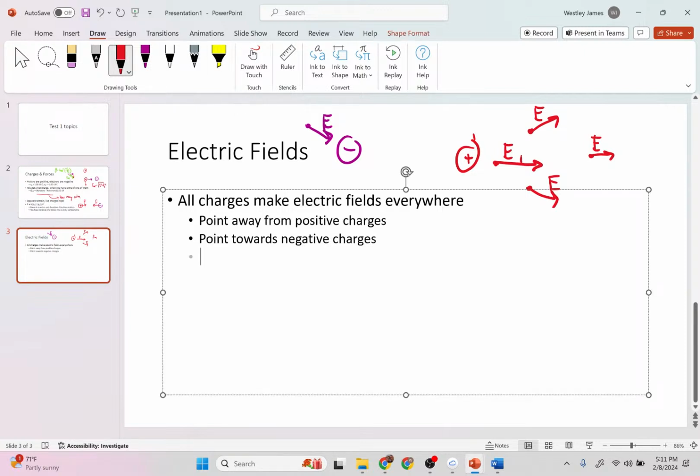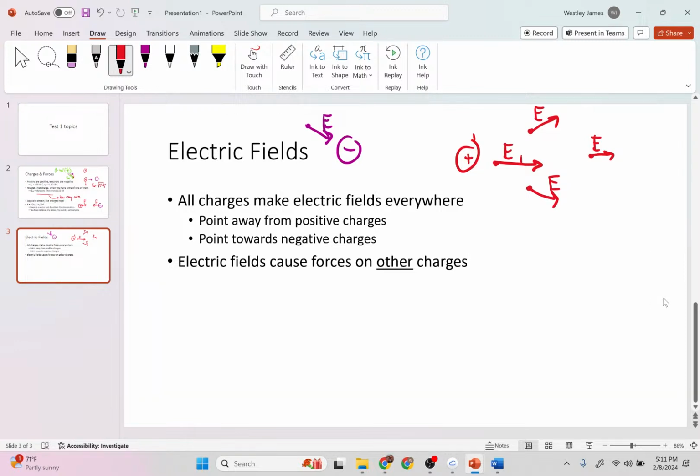Okay, and then why did we make up these things? Electric fields cause forces on other, I'm going to underline that, other charges. A charge cannot affect itself. A charge cannot make a field that affects itself. If it did, it would cause a force on itself, which just would be really weird. It would be zipping around randomly all over the place. It's just not how things work. So electric fields cause forces on other charges.